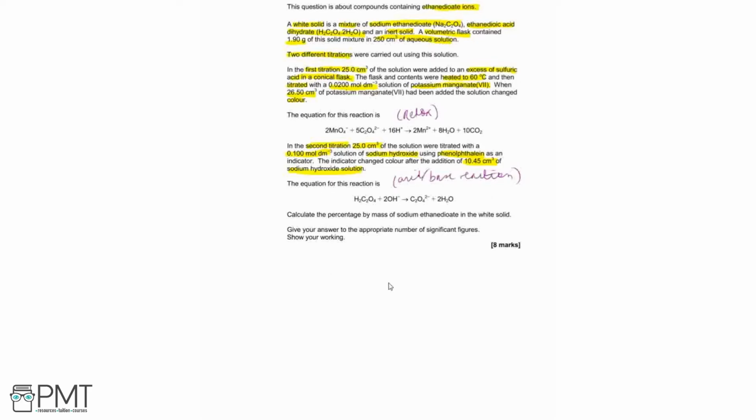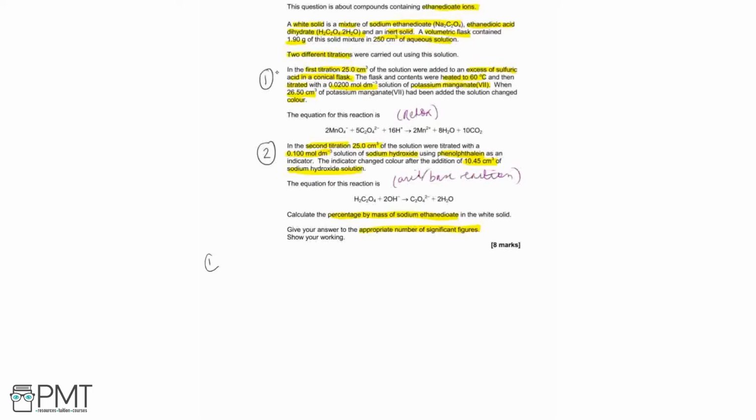So we need to use all of this information to calculate the percentage by mass of sodium ethane dioate in that white solid, making sure that we give our answer to an appropriate number of significant figures and showing all of our working. So what we can do is we've got 2 different titrations. So let's start by working out some moles from each of these. So I'm just going to call these titrations 1 and 2 very clearly.